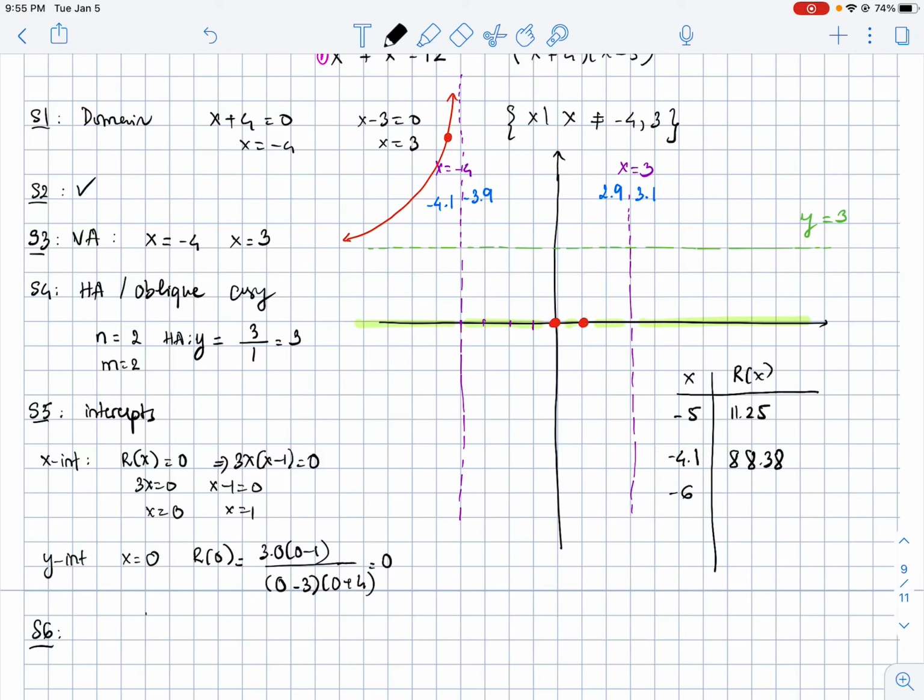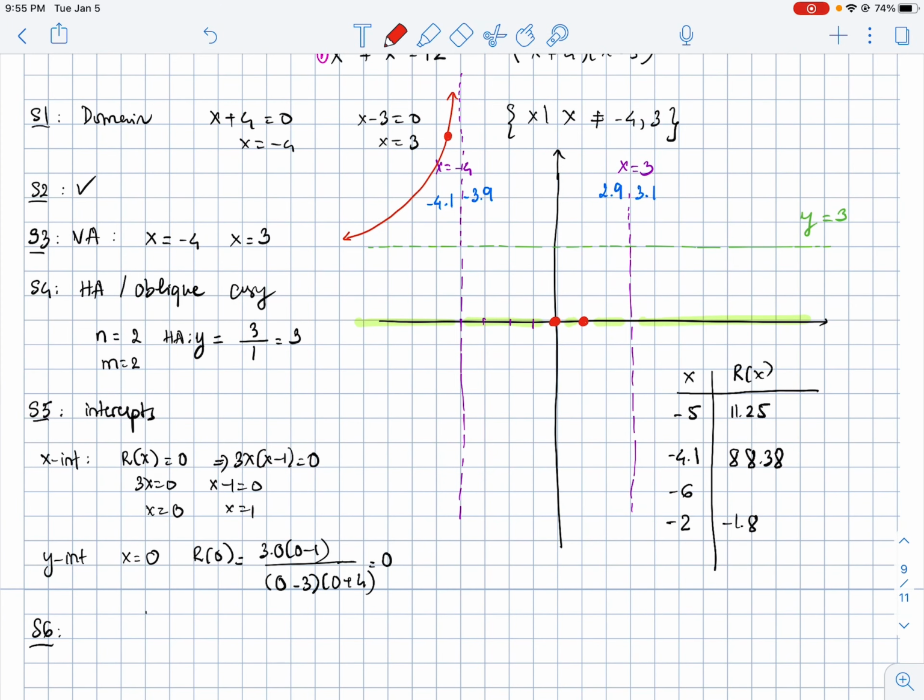Between the vertical asymptote and that intercept, we will make, for example, -2, then you get -1.8. So we get the points somewhere like this. Okay, and also we need to make the one that is near the vertical asymptote. So we need to make -3.9.